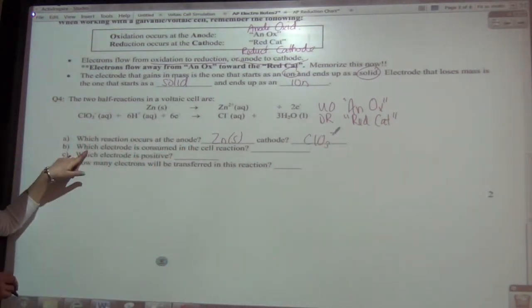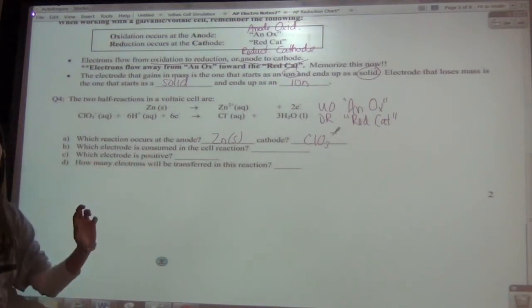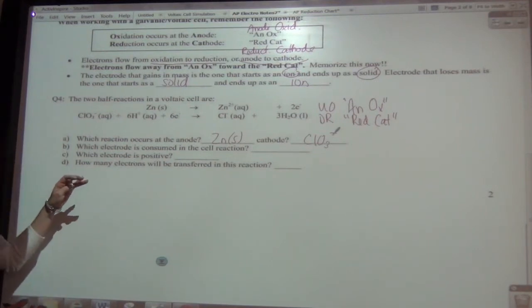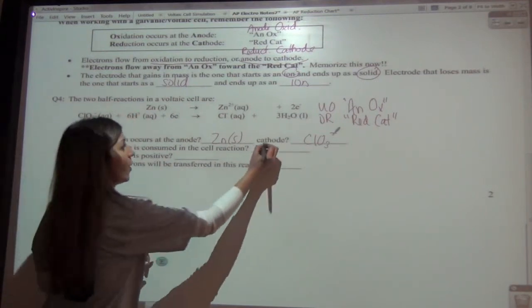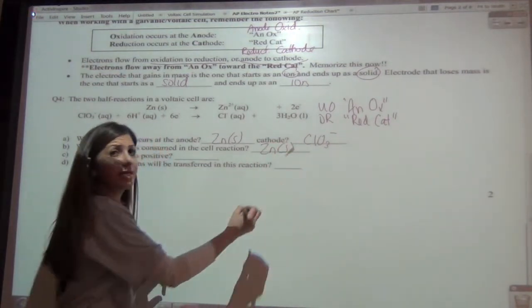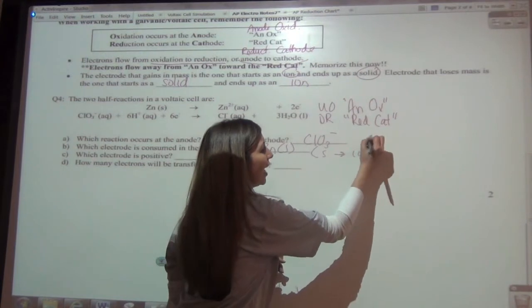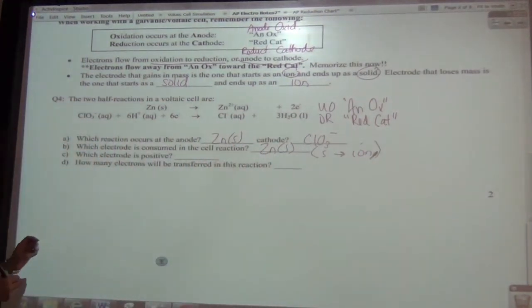Which electrode is consumed in the cell reaction? When they say consumed, they're saying that it's basically losing mass. Which one's being eaten up or consumed in this case? Zinc. Why the zinc? Because it's turning into an ion. Solid is turning into an ion. Okay? So that means it's being consumed.